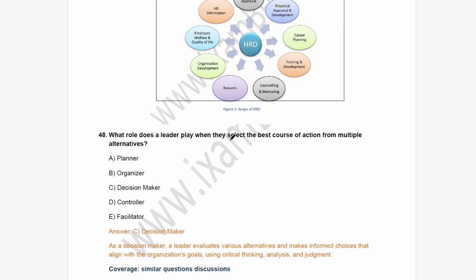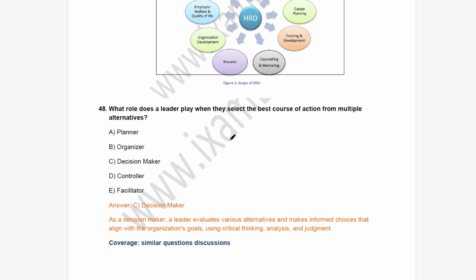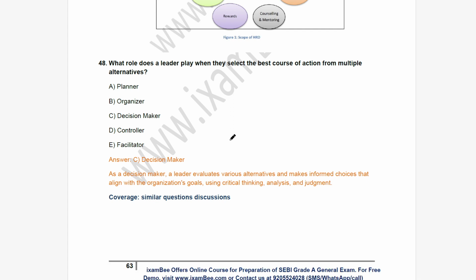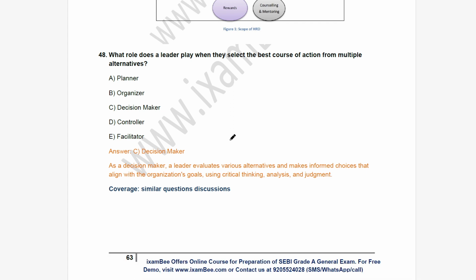Next question, what role does a leader play when they select the best course of action from multiple alternatives? From the given points, they had not given the nomenclature as used by Henry Mintzberg, but different, right? So, but if you understand the entire idea behind those words, you would have been able to easily do it. The correct answer is decision maker, right? Or, in other words, the entrepreneur that we use in the Henry Mintzberg system of 10 roles.